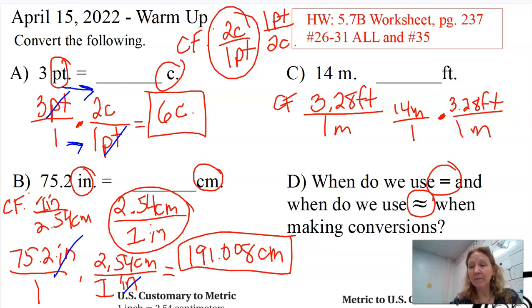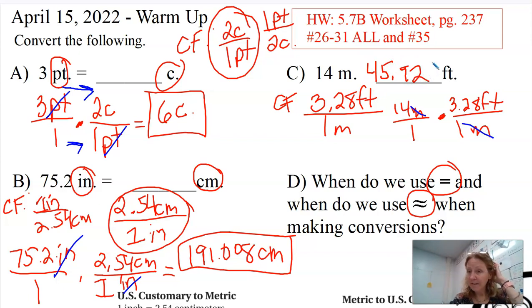The meters in the numerator and the denominator cancel out. When I multiply across, I'm left with feet. And what I get is 45.92 feet.